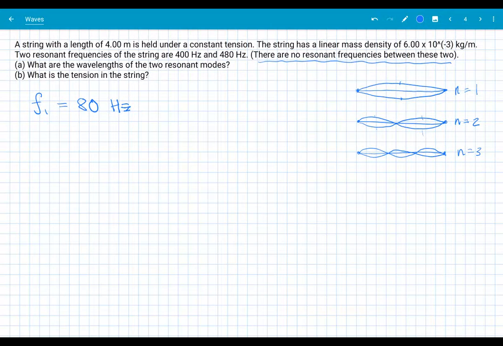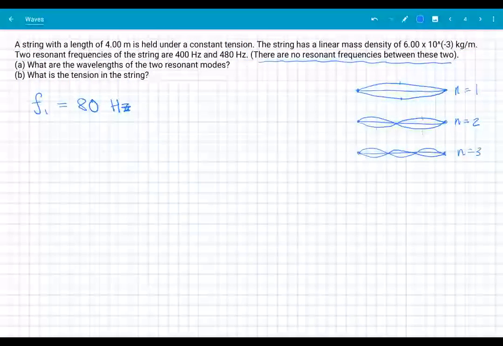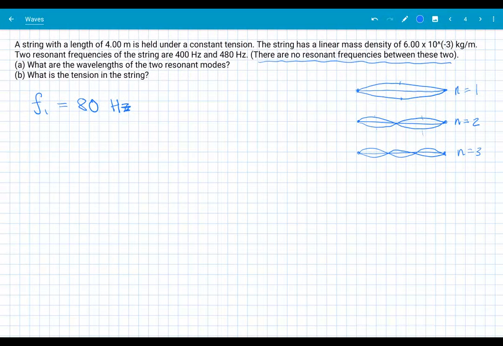Okay. So I've got that, right? That fundamental frequency is 80 hertz. Cool. And again, it's really, really important that they told us that those were consecutive frequencies. If there were an unknown number of frequencies in between those two, then we would have to consider that the fundamental could be a smaller frequency.